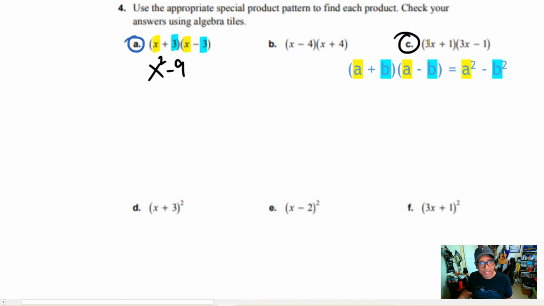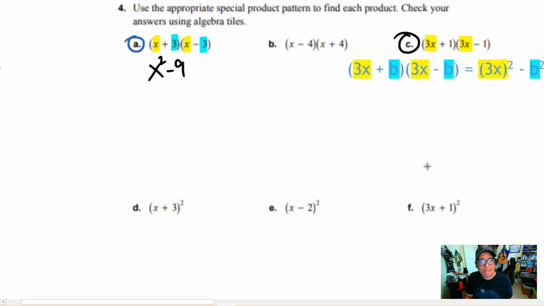I notice that in place of the a, I have a 3x. So I'm going to take all of the a's and make them 3x. Now the next thing I see is that in the place of the b, I have a positive 1. So you guessed it, I'm going to replace all the b's with 1. And that's really my answer.